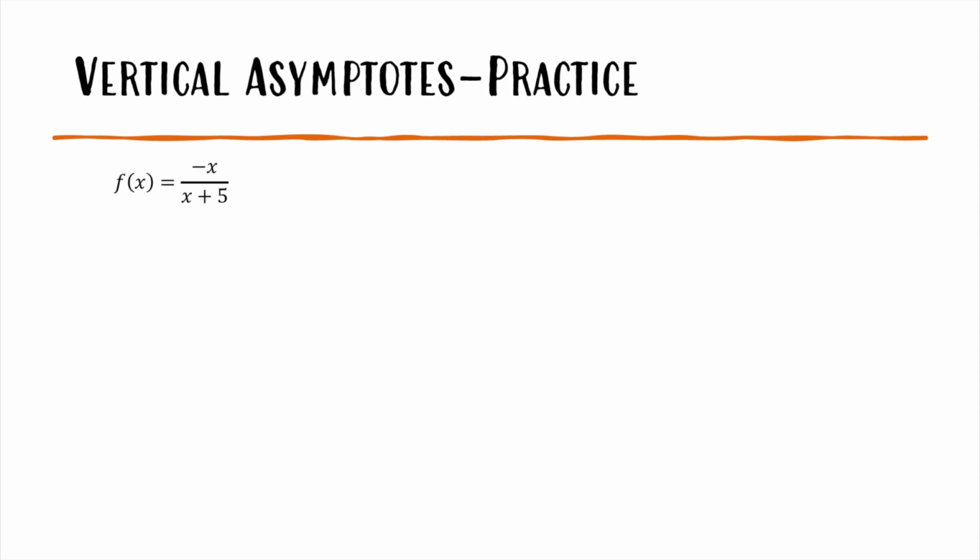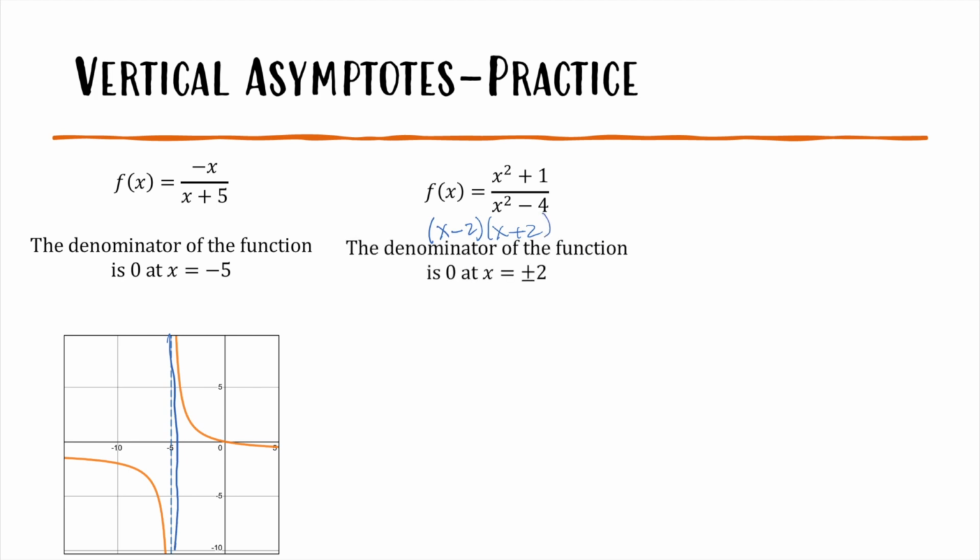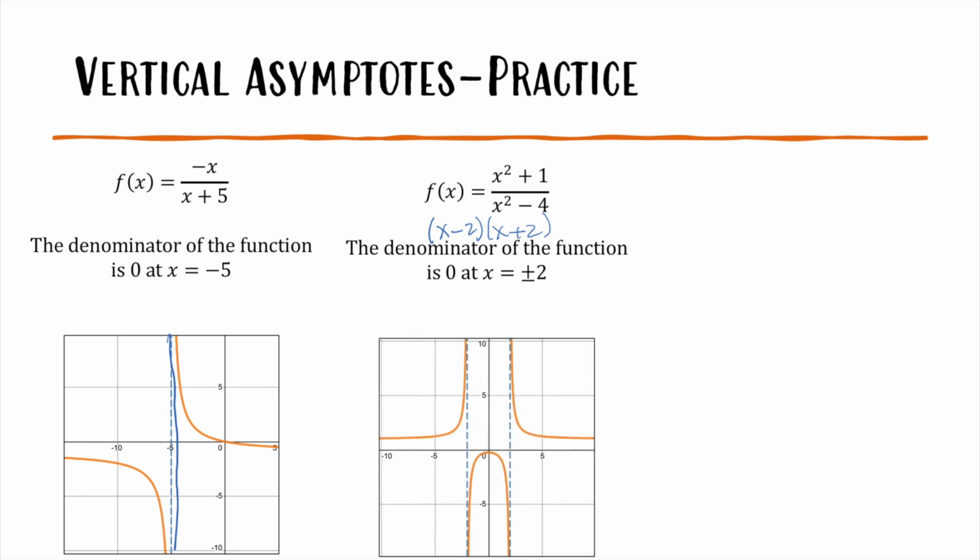If we have this function, negative x over x plus 5, what would be the vertical asymptote? The denominator of the function is 0 at x equals negative 5, so there we have our vertical asymptote. How about this one? x squared plus 1 over x squared minus 4. Well, we could factor that, right, into x minus 2, x plus 2. So the denominator of the function is 0 at x equals plus or minus 2. And there we go.